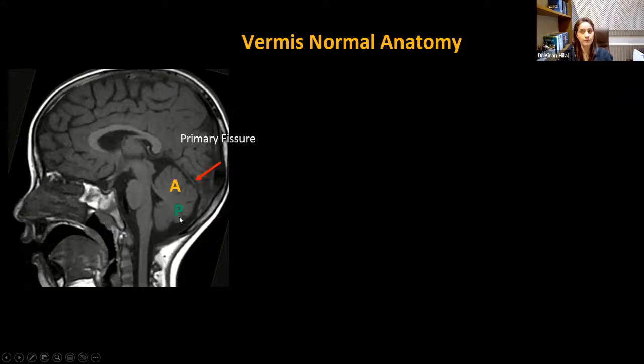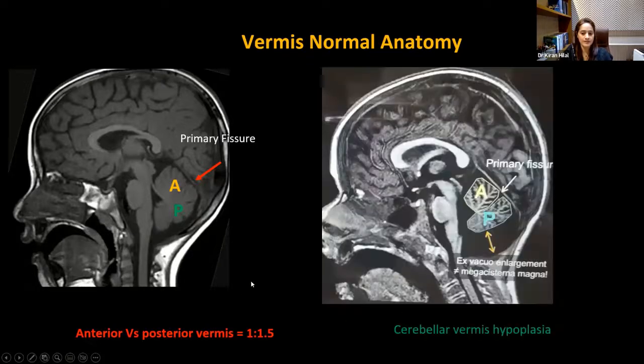So when we suspect a vermian pathology or vermian hypoplasia, how do we do that? Always remember this: the posterior to anterior ratio is 1:1.5, so the posterior vermis is bigger than the anterior vermis. Here is a corresponding image of an abnormality. In vermian hypoplasia, the posterior part of the vermis, posterior to the primary fissure, is smaller than the anterior part, whereas in a normal condition it should be larger. So if it is small, always suspect vermian hypoplasia, and this results in enlargement of the posterior cranial fossa area.